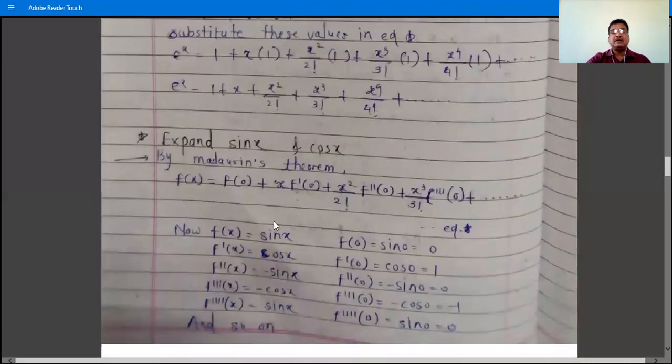First problem is sin x. So by Maclaurin's theorem, we have f(x) is equal to f of 0 plus x f dash 0 plus x square by 2 factorial f double dash 0 plus x cube by 3 factorial f triple dash 0 and so on. Suppose this is the equation star.